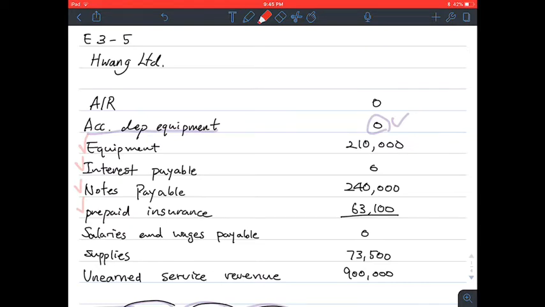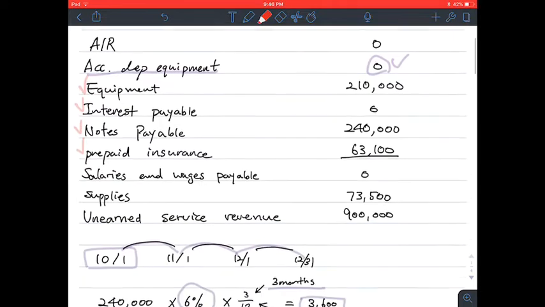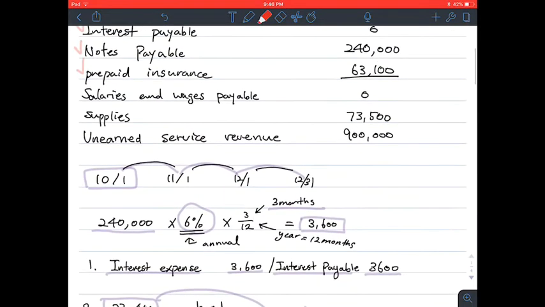So the question asks us to prepare an annual adjusting entries for the 7 items described above. So what are the 7 items? Let's go one by one. Okay, the first one. First one is Huang borrowed $240,000 by signing a 6% one-year note on October 1st, 2017.